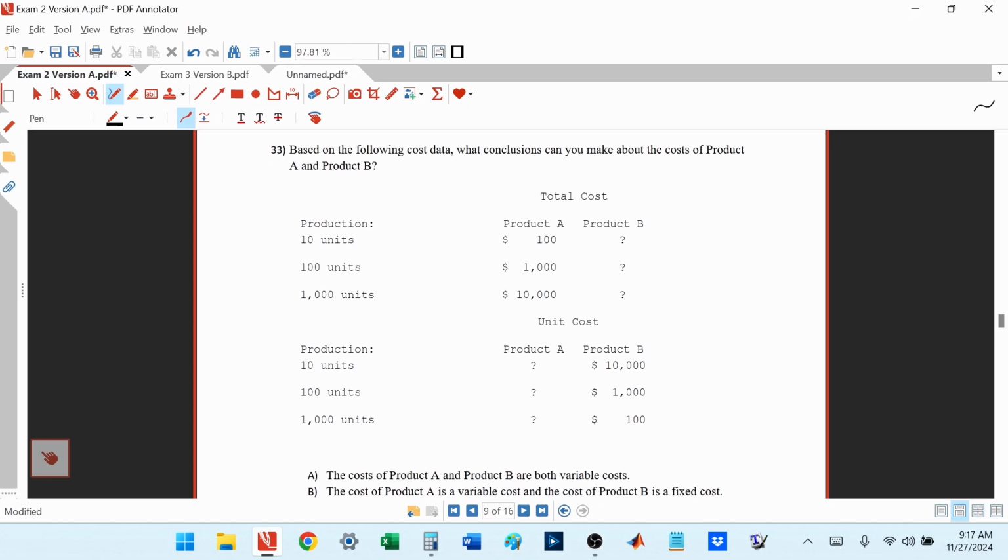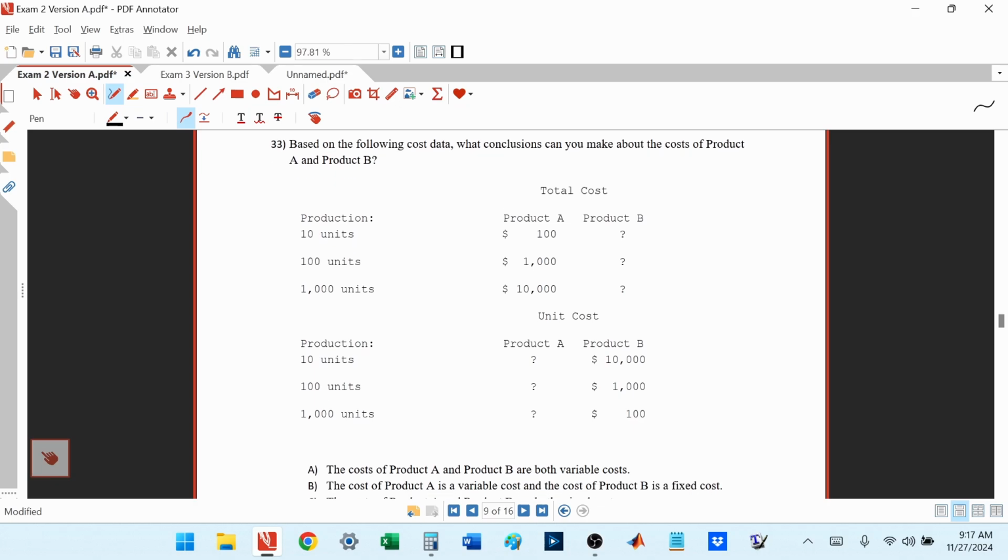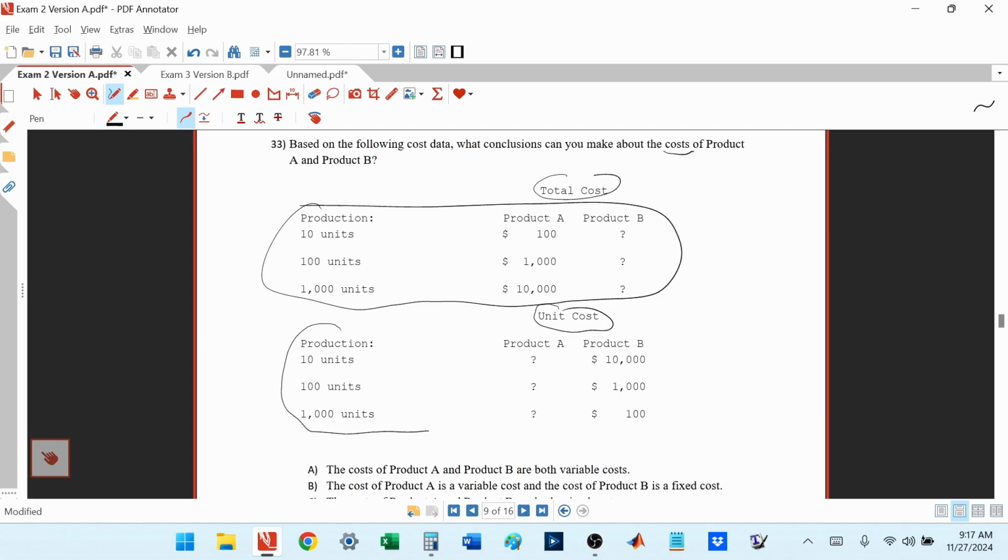Based on the following cost data, what conclusions can you make about the costs of product A and B? The total costs of product A and B. So up here we have total cost information, and down here we have unit cost, the per unit cost. So the total cost of product A at 10 units is $100. When we make 100 units, the total cost of product A is $1,000, and when we make 1,000 units, the total cost of product A is $10,000. So clearly the total cost of product A varies with production.